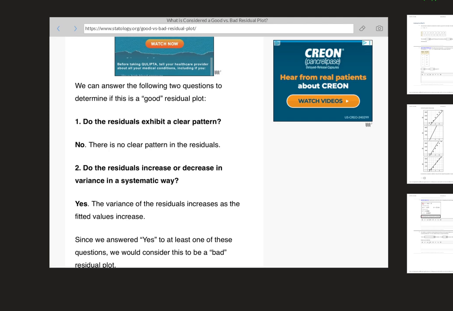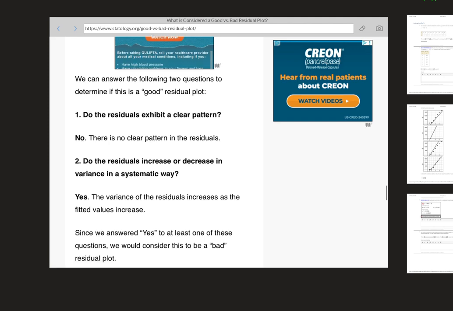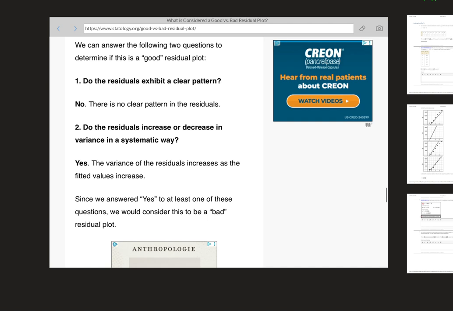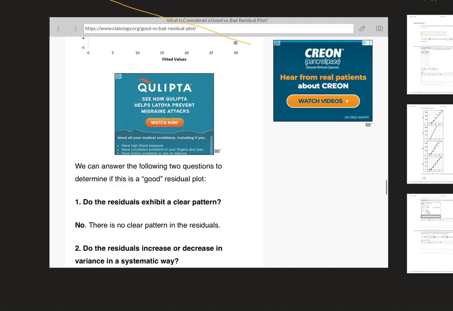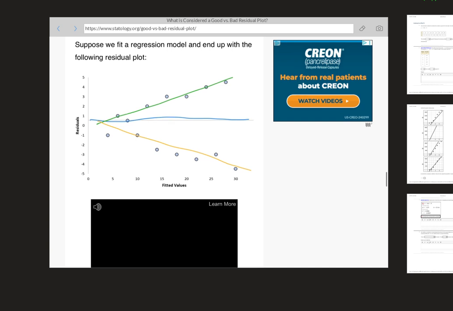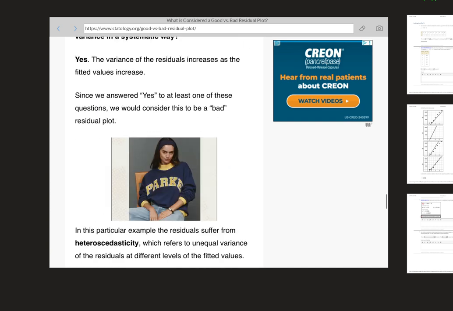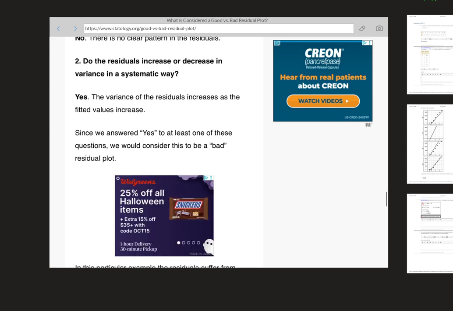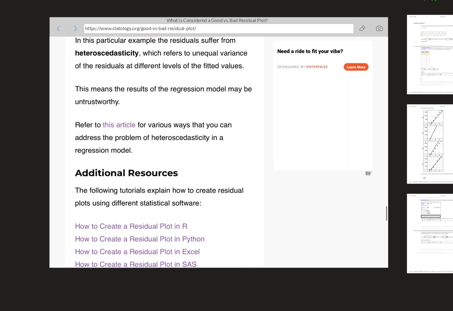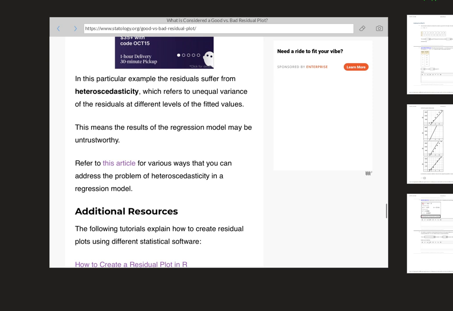So do the residuals exhibit a clear pattern? No, there is no clear pattern. And then two, do the residuals increase or decrease in a systematic way? Yes, which is what I said. The green line seems to go up, the yellow seems to go down. And since we answered yes to at least one of these questions, we consider it to be a bad residual plot.